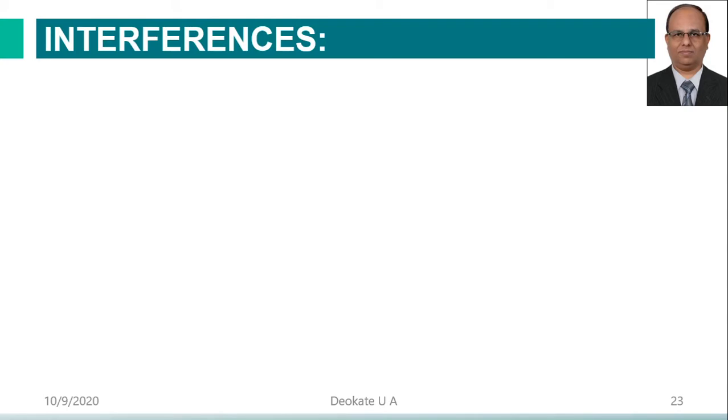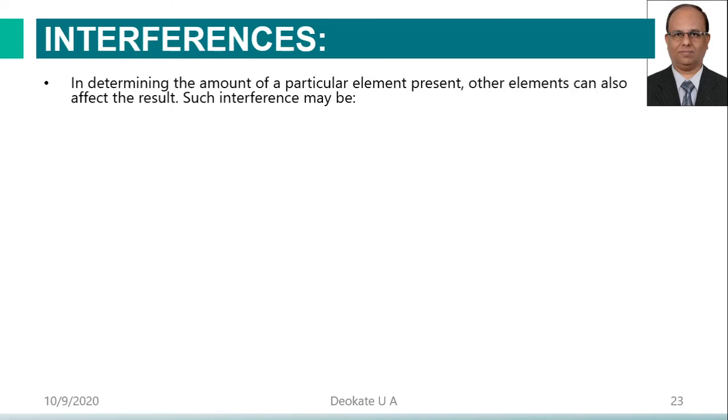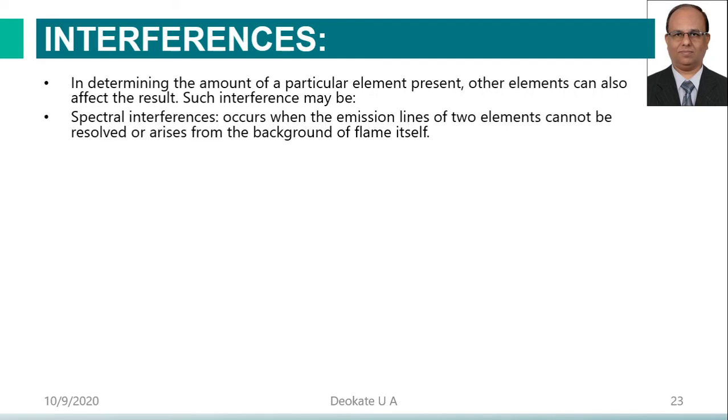Now we have completed all the instrumentation. One more important topic is interference. In determining the amount of a particular element present, other elements can also affect the results, so it is called interference. Such interference may be spectral interference, which occurs when the emission lines of two elements cannot be resolved or arises from the background of the flame itself.